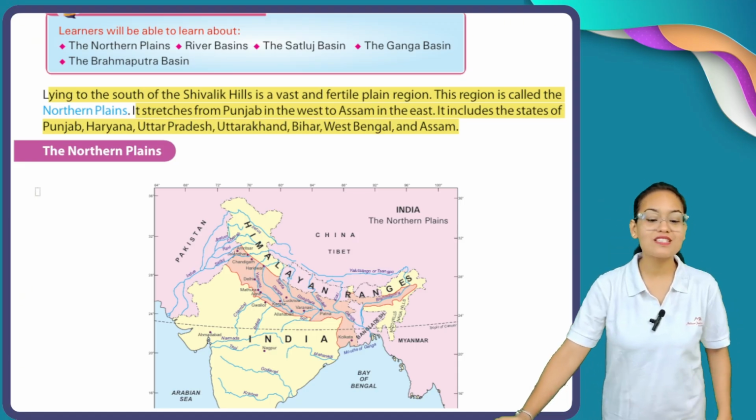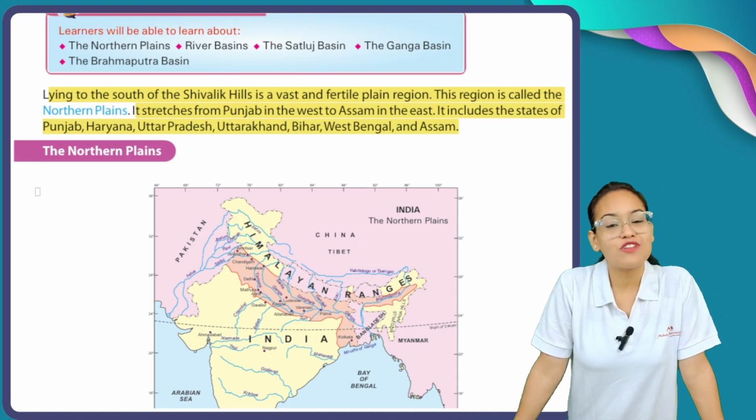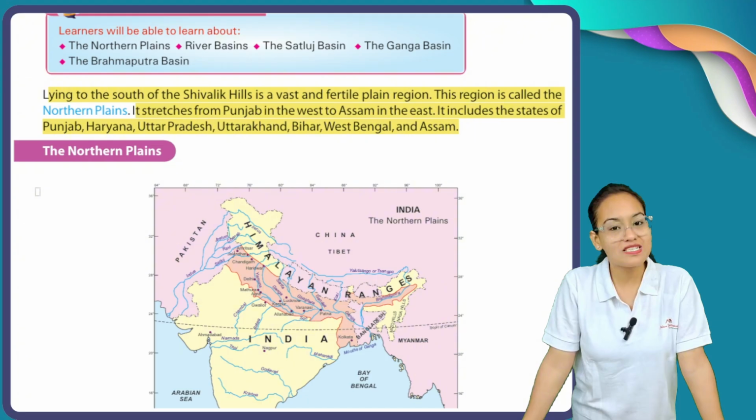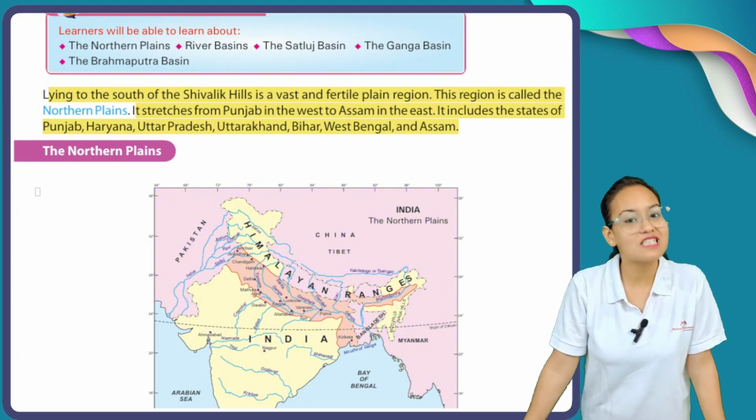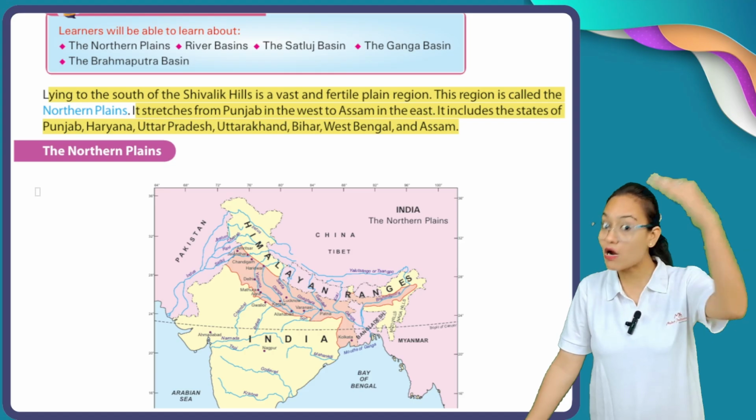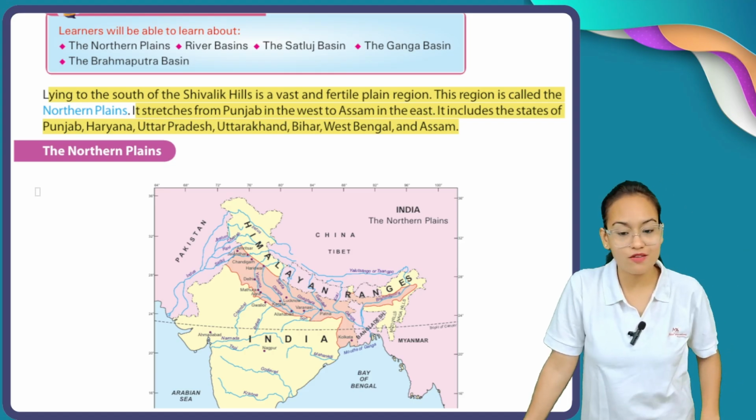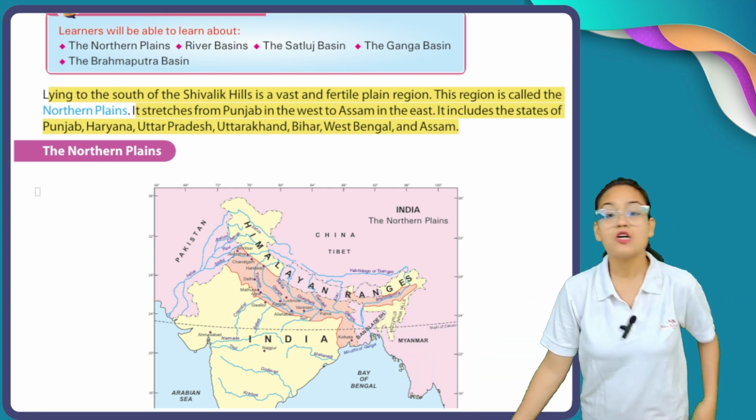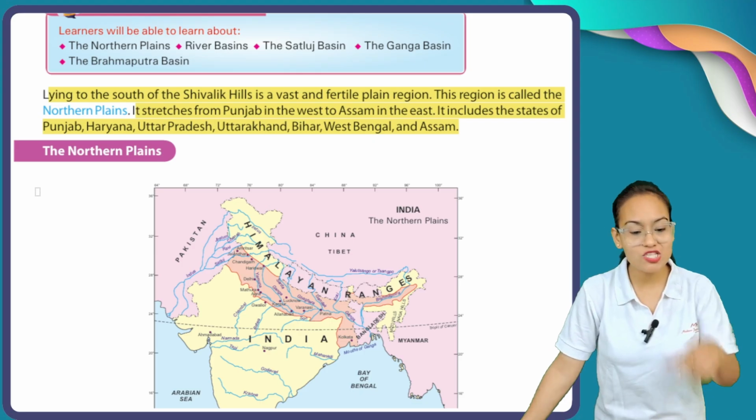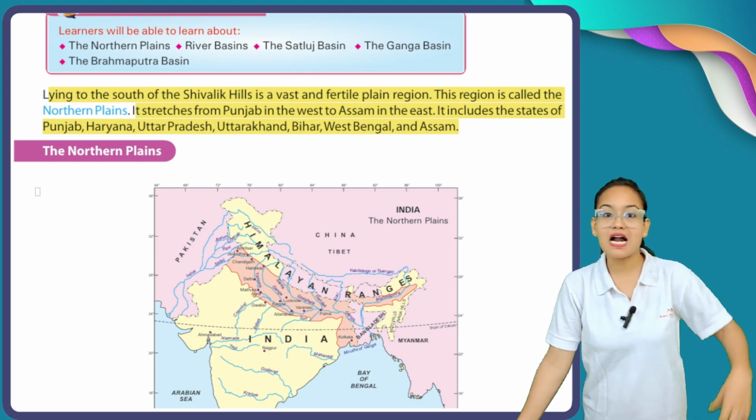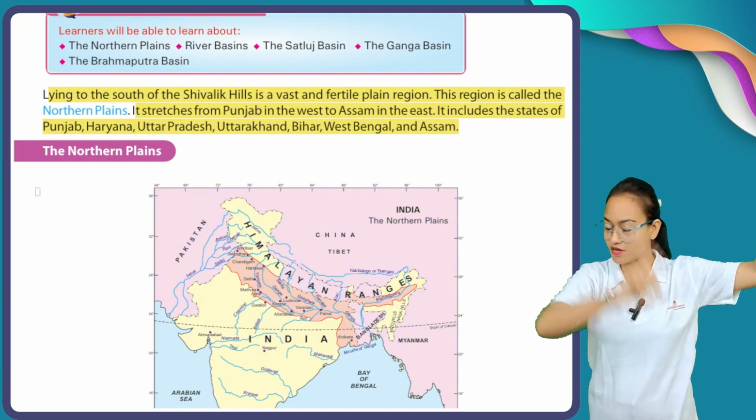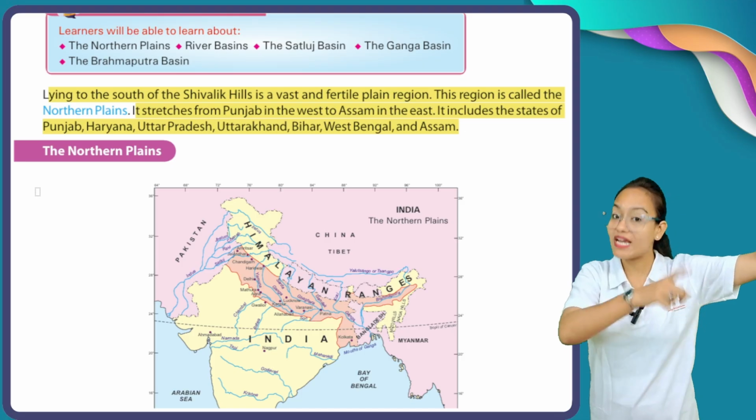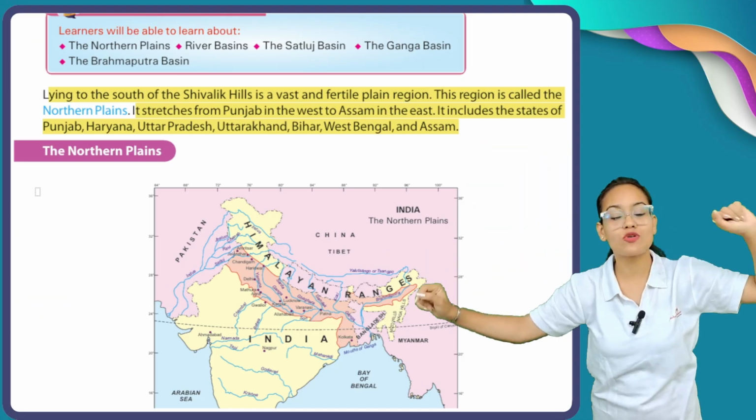So, my dear students, we completed the topic of Himalayan ranges. In those Himalayan ranges, we see the third range of Himalaya named Lesser Himalaya or Shivaliks. In the south of those Lesser Himalayan Shivalik ranges, there lies a very vast and fertile plain. That vast and fertile plain is called the Northern Plains. The Northern Plains start from Punjab, which is in the west, and end at Assam, which is located in the east.